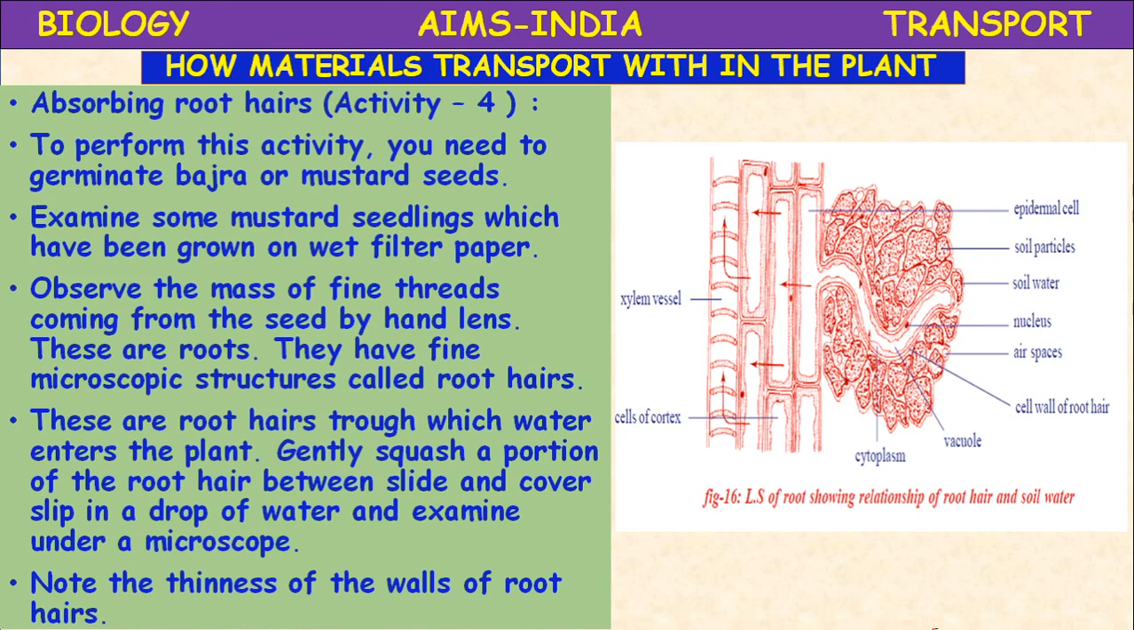You can see this is the longitudinal section of a root showing the relationship of root hairs and the soil water. So epidermal cell, soil particle, soil water, nucleus, air spaces, cell wall of root hair, vacuole, cytoplasm, and these are the xylem vessels which we can observe here. So this is the longitudinal section of root hair.